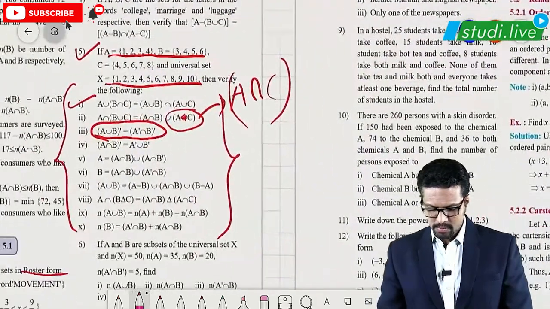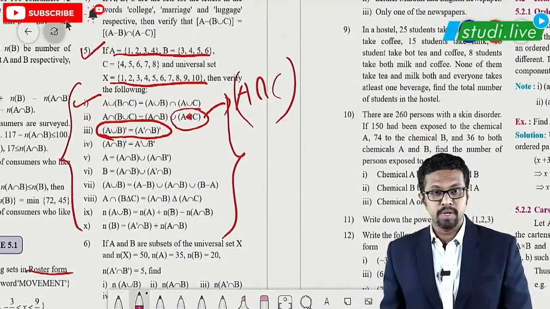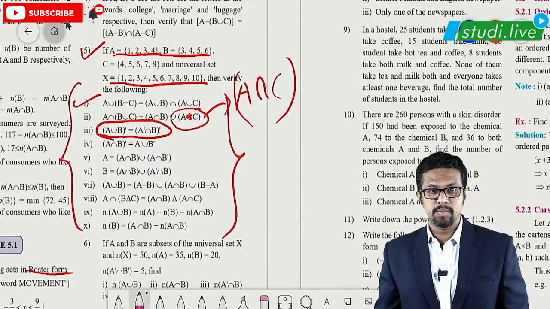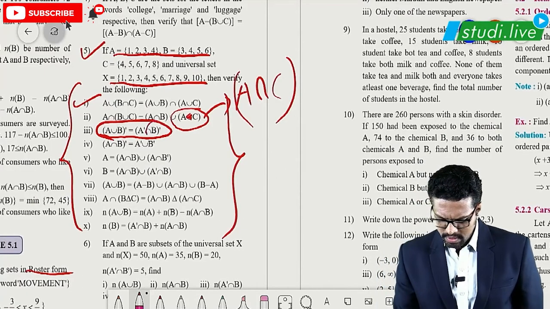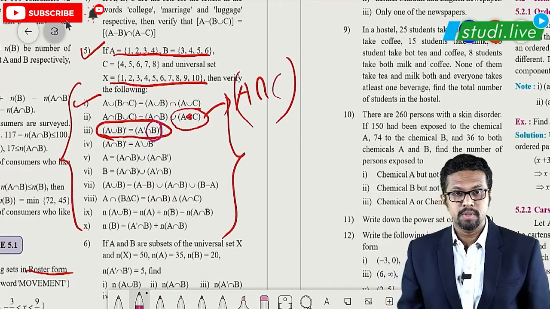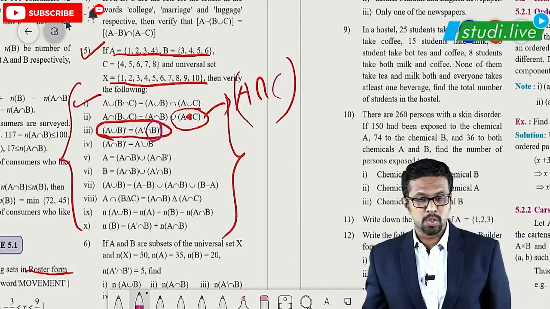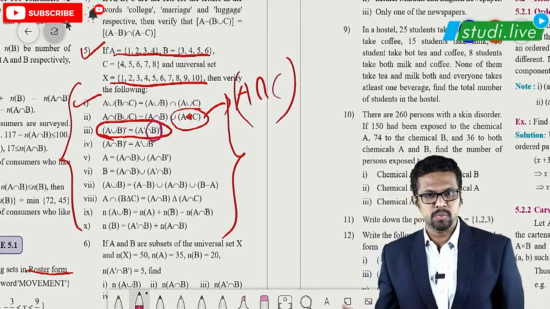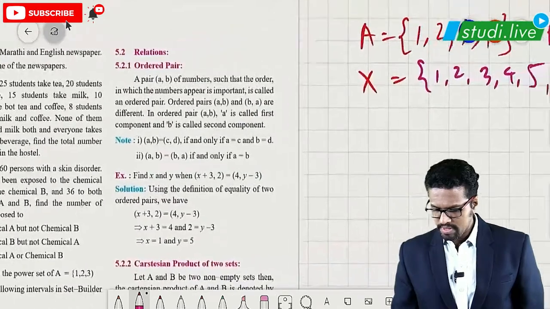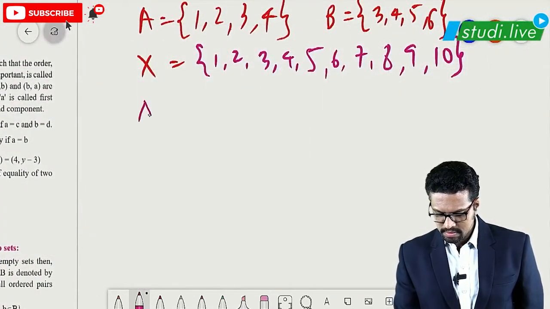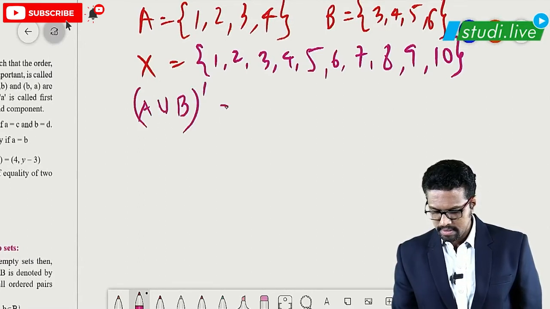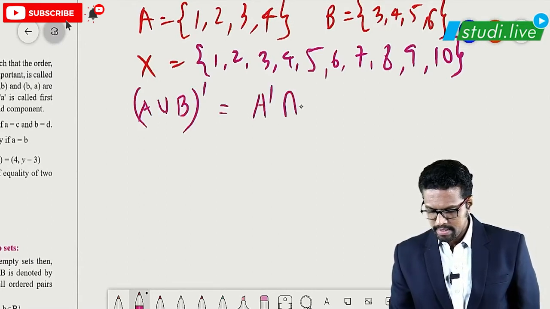We are supposed to verify that (A union B) complement is A complement intersection B complement. Again, there is a small mistake over here: this should not be A complement intersection B, the whole complement, it is A complement intersection B complement. So let us verify this property.